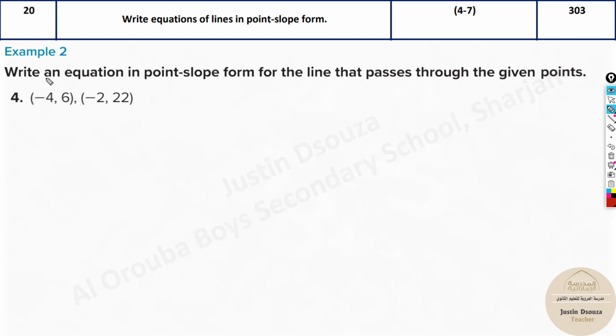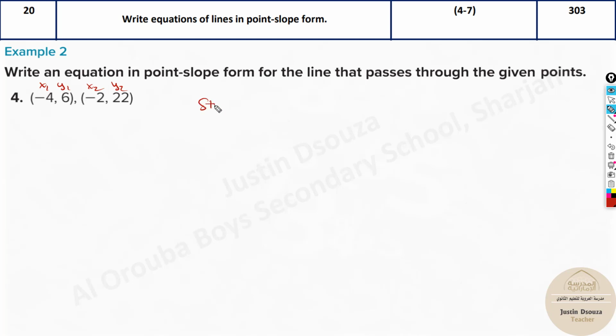And for point slope form, they will give you 2 points. See over here, x1, y1, x2, y2. You can even interchange these. You can take the second point as x1, y1, first point as x2, y2. You will get the same answer, but let's go in order. First one as x1, y1, second one as x2, y2.